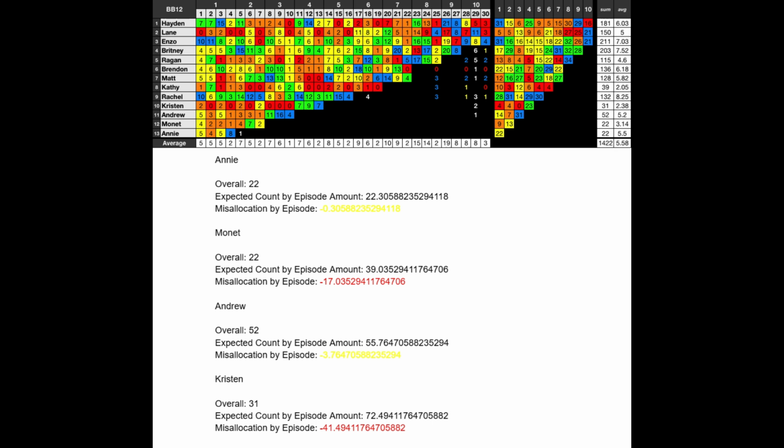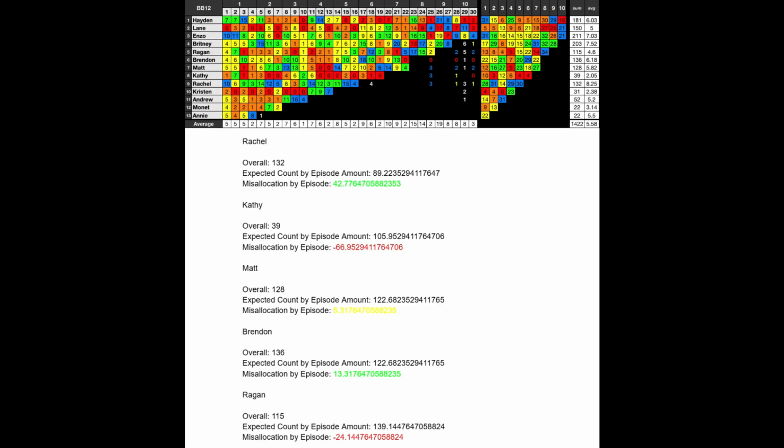Kristen has 31 diary rooms, and her expected count by episode amount is 72.49, and this is awful. Her misallocation by episode is negative 41, meaning that she is missing over half of the amount of diary rooms that she would need to have in order to have even distribution, which is just horrendous. This might be one of the biggest gaps ever, but we will see once we finish going through everyone.